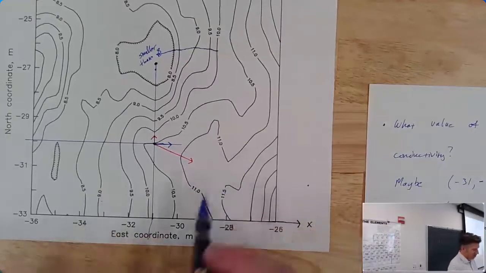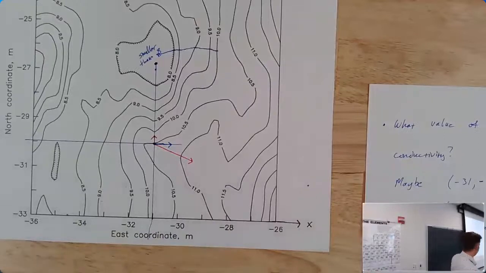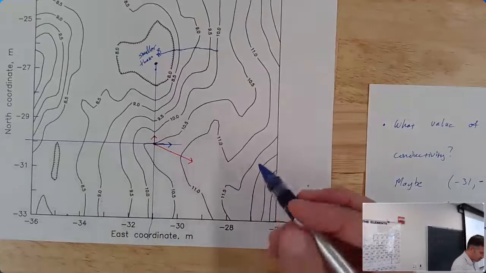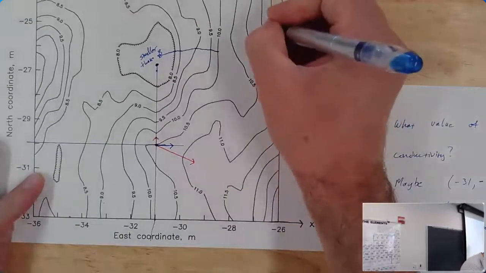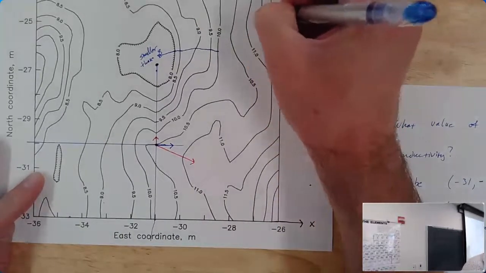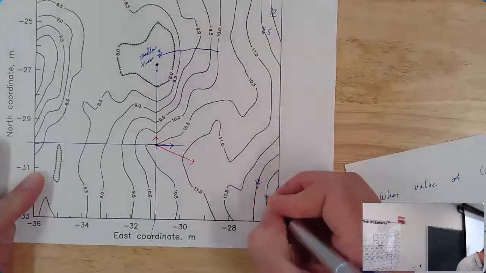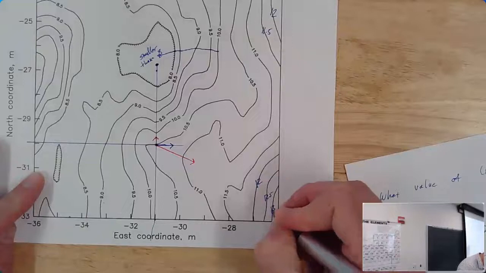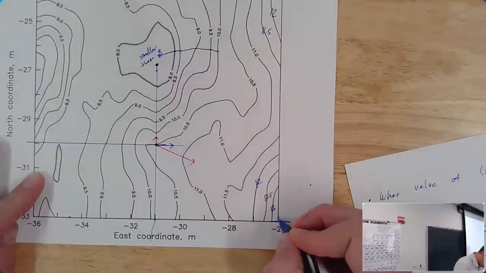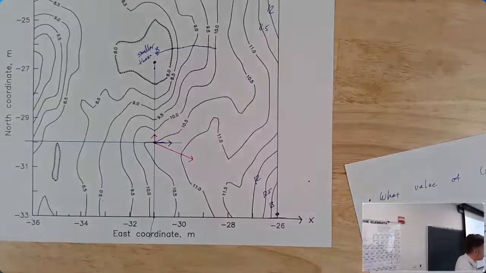So let's see. It looks like every time we cross a new level curve, we're increasing by how much? Or decreasing by how much? Yeah, 0.5. So this would be 11, this would be 11.5, this would be 12. Let's see, this would be 12, 12.5, 13. So it looks like way over here in the corner. That's probably the point where the conductivity is maximal.